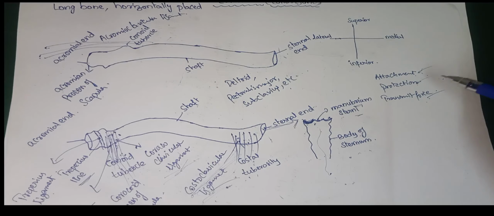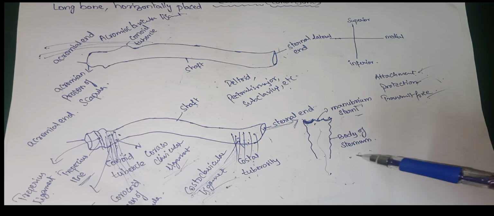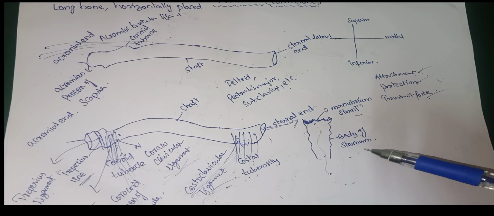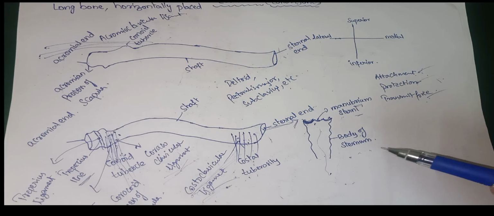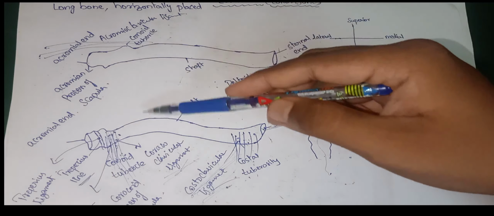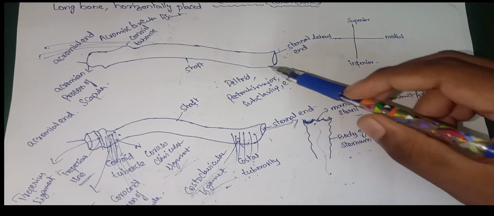The next function is protection. It protects the underlying neurovascular structures supplying the upper limb. What are the underlying neurovascular structures present here? The neurovascular structures supplying the upper limb, it will protect them.